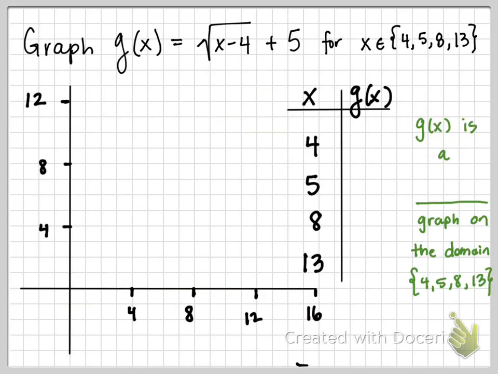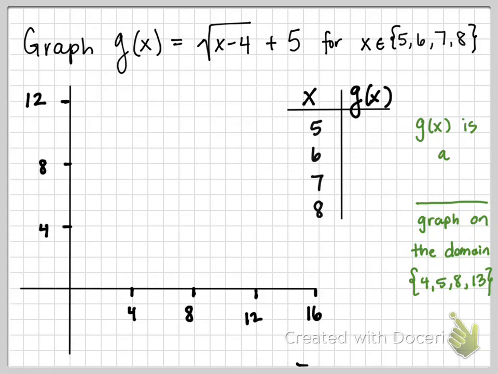If I asked you to graph g of x for the square root of x minus 4 plus 5, I'm going to change the domain just real fast, and I'm going to only ask you to graph when x is 5, 6, 7, and 8. I'm doing this intentionally because sometimes you get these values that are not whole numbers. If I had done the other ones, you would have gotten perfect whole numbers, and then that's a little different. So imagine you got 5, 6, 7, and 8 as the domain that I'd like you to graph.